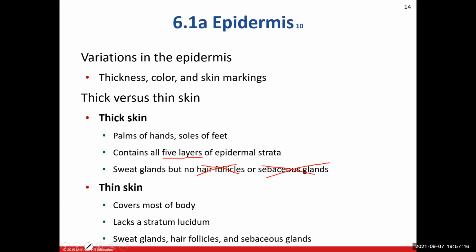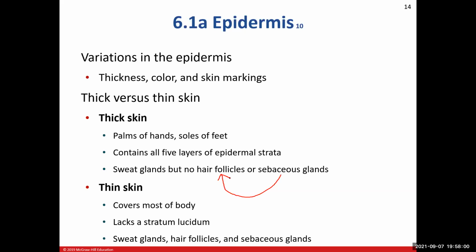Now here's something that you should understand. Sebaceous glands are associated with hair follicles. They actually wrap around the hair follicle, which is deep in the skin. So if you don't have a hair follicle, you won't have a sebaceous gland. You can't have one without the other in this scenario. But sweat glands, no problem. Look at the palms of your hands. You shouldn't see any hair there. Palms of your feet, same thing. No hair follicles, no sebaceous glands. But I'm sure some of us know you can get sweaty palms, you can get sweaty feet, so there are sweat glands there.